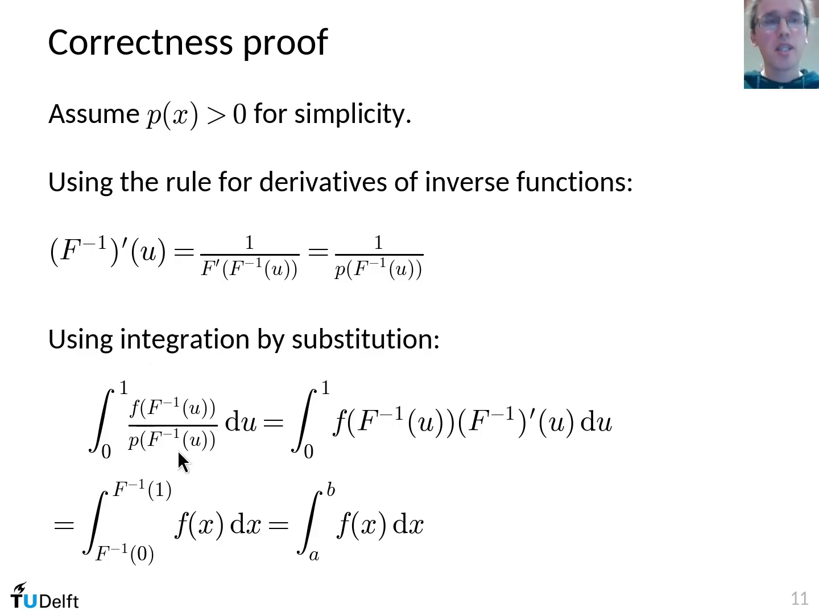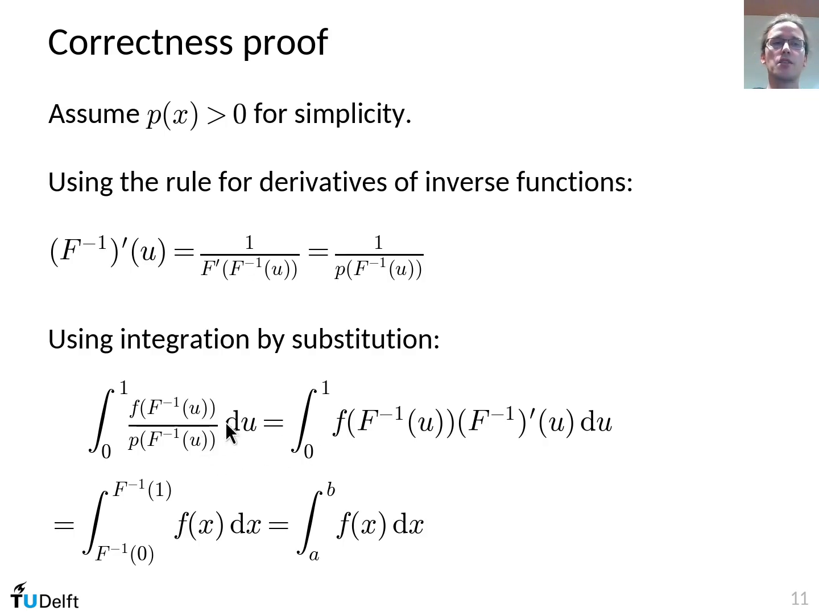And now we look at the function that we use in the Monte Carlo estimate. We have f over p because we are using importance sampling, and we are evaluating that at x, and x is what we get when we put a uniform random number into the inverse CDF. So if everything is correct, this integral here should be the integral that we want to compute.